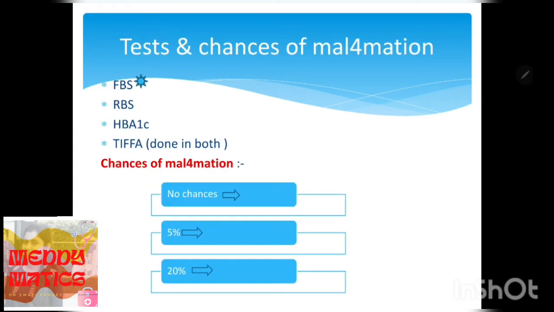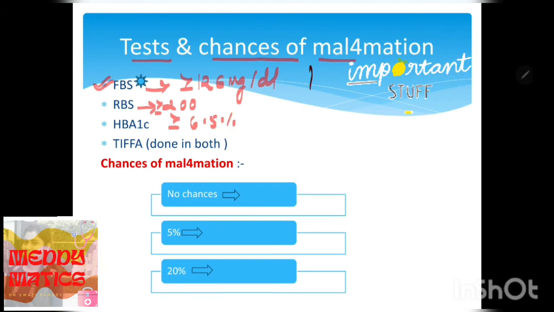Next, the tests. The tests generally done are fasting blood glucose, random blood glucose, HbA1c, and TIFFA. First is fasting blood glucose. When the fasting blood glucose is more than or equal to 126 mg/dL, the random is more than or equal to 200, and HbA1c is more than or equal to 6.5%, the female is considered to have diabetes mellitus.